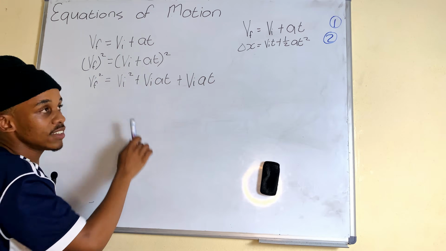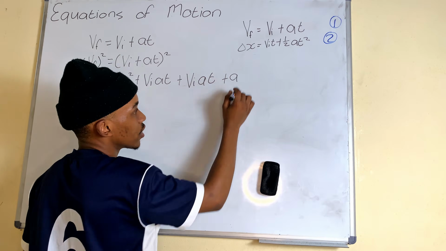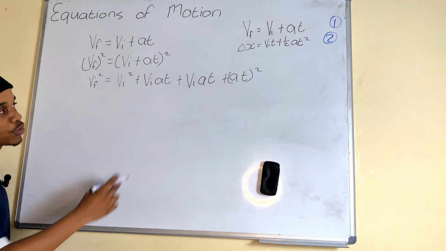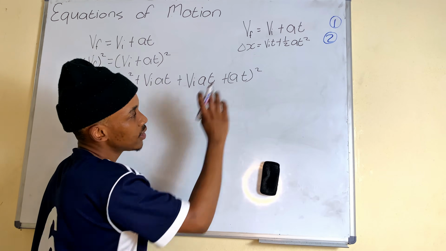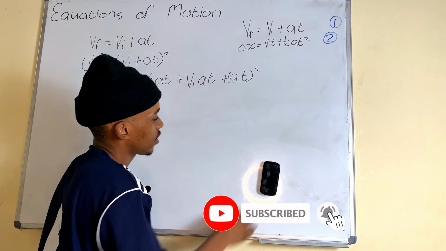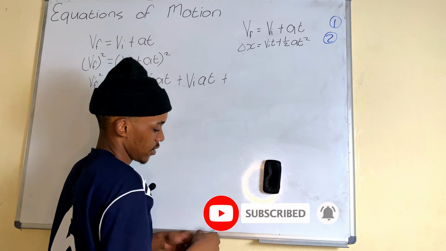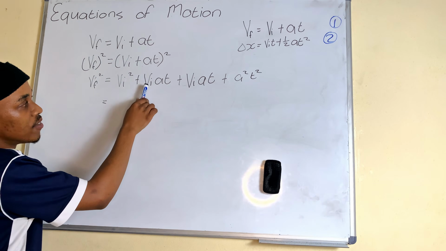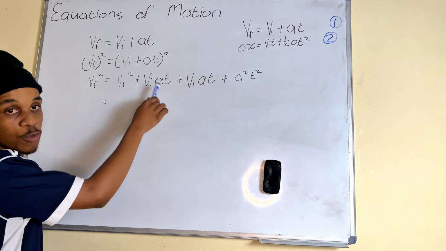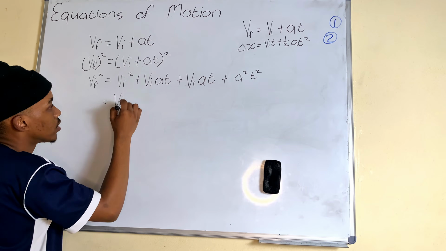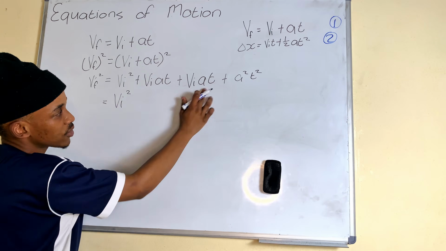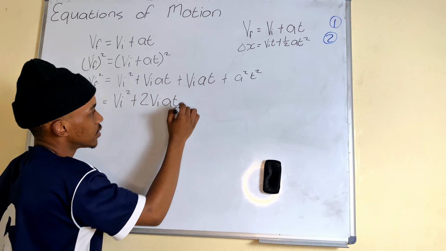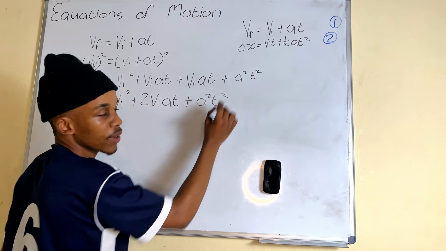And if we multiply at by itself, it will give us at squared. But we know that if we multiply at by itself, we can also represent it as a squared and t squared. Let us now add velocity initial multiplied by acceleration multiplied by time with itself. And so viat plus viat gives us 2viat plus a squared multiplied by t squared.